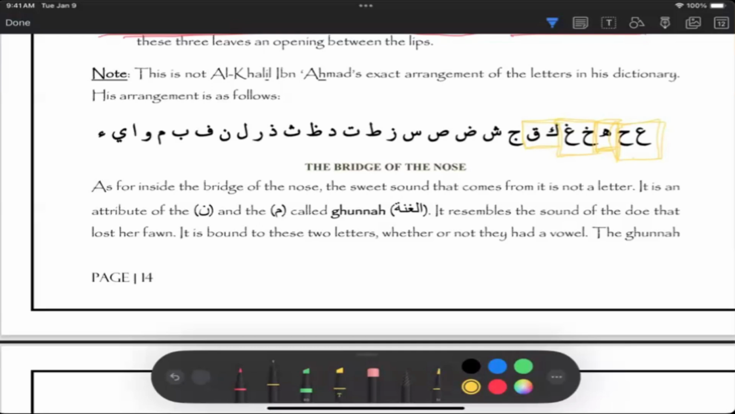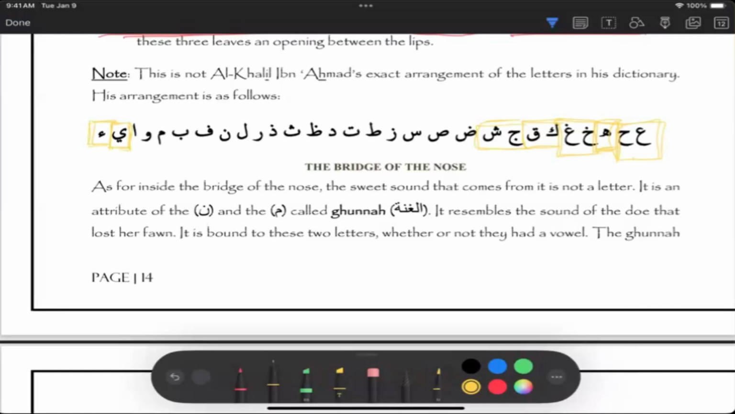Then he went to the middle of the tongue and he got jim and sheen. What's missing from there? That's in part of the middle of the tongue. Yeah. He didn't want to put ya there because ya doesn't stay firm, so he delayed it until the end. Like he delayed hamza until the end. Okay. So he skipped ya and kept on going.